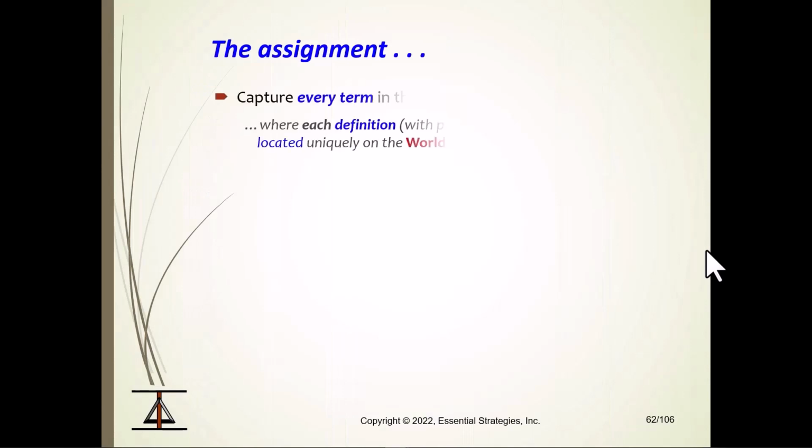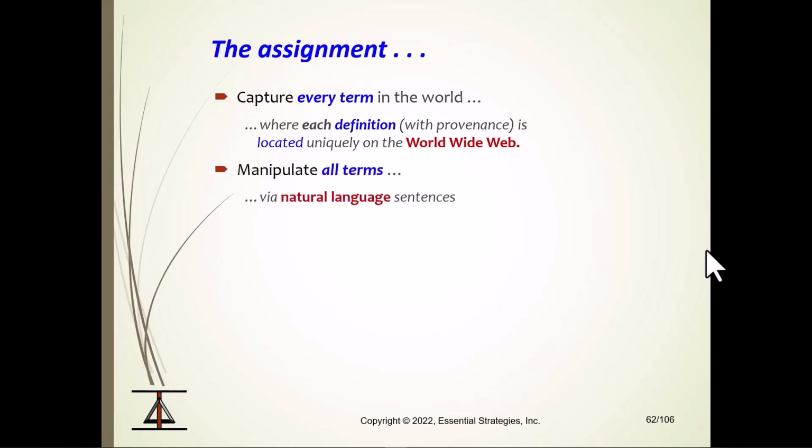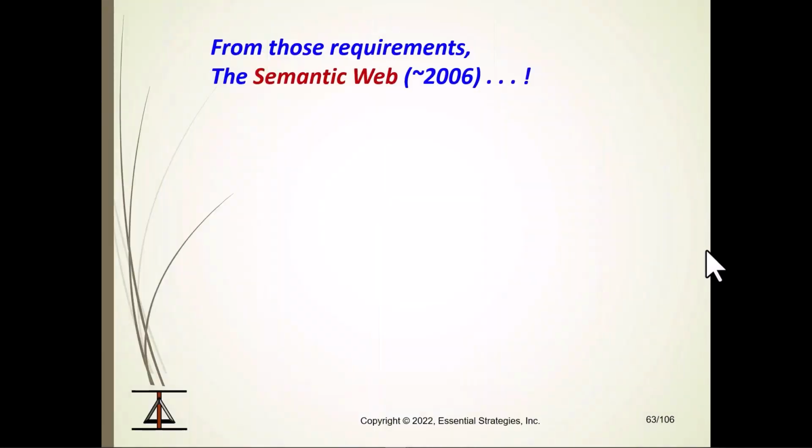So their assignment was: capture every term in the world, in every language, for each definition with its provenance, located uniquely on the World Wide Web. Manipulate all terms via natural language sentences. Deal with classes and subclasses. And be sure you can infer assertions from other assertions. Piece of cake, right? From these, 16 years later, they came up with the semantic web.